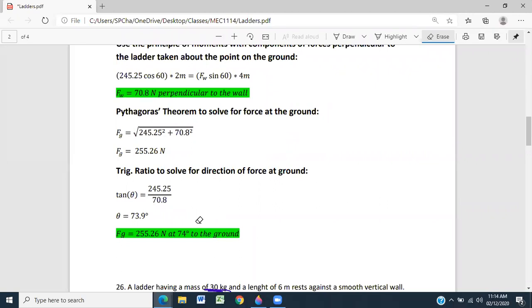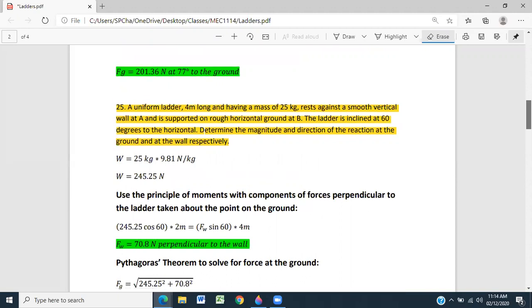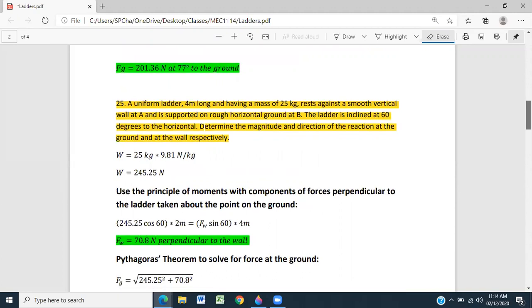Excuse me. Yeah. The question says that the ladder is inclined at 60 degrees to the horizontal. Does that mean that the 60 degrees is going at the top? It has to face the horizontal line, right?